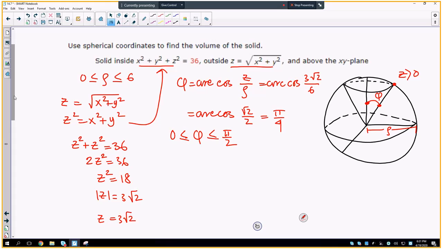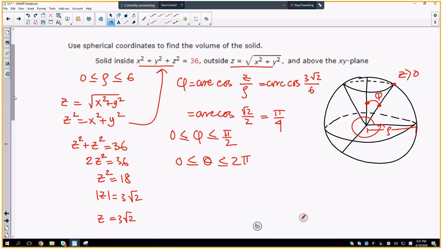Finally, I'm going to talk about theta. Theta is on the xy plane. It is a total circular measure, and that's between 0 and 2 pi. So you say 0 is less than or equal to theta, which is less than or equal to 2 pi. So we have found all the limits.